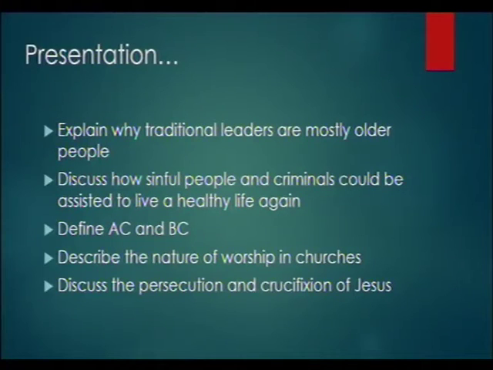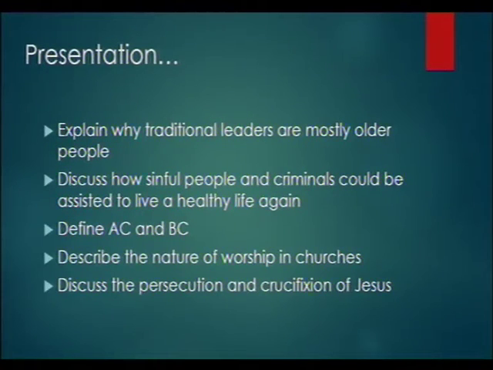Explain why traditional leaders are mostly older people. You would agree with me. If you look around, you see that most of the traditional healers are older people. Why is it like this? Even though now there is new blood being appointed as traditional leaders, look at the past, what has happened? Most of these people are old. What can be the reason behind this?